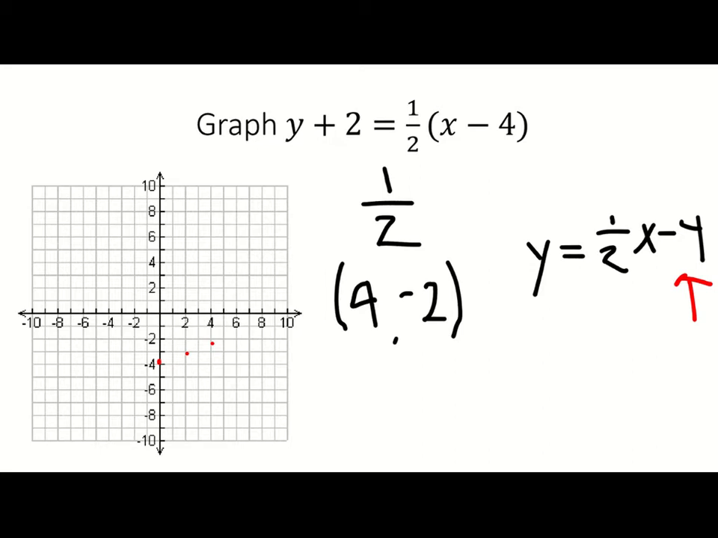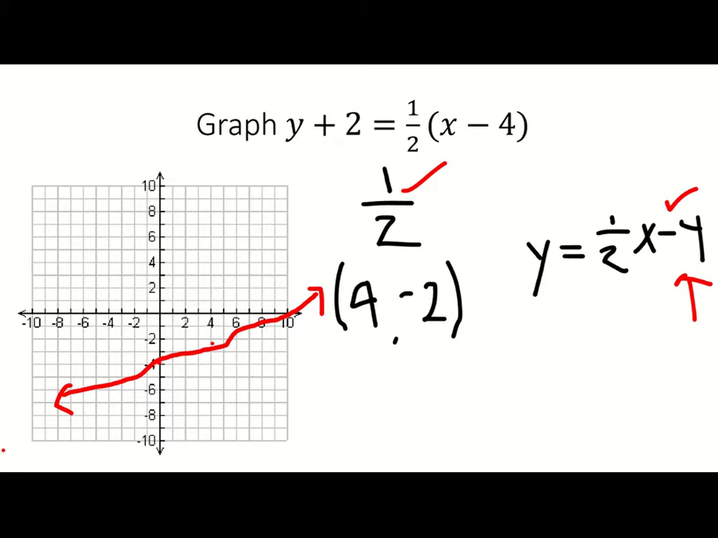Once you have them, you're going to connect your points as best as you can. Again, hopefully yours are straighter than these. And then the last thing we're going to check, because we already used the slope and the intercept, we're just going to make sure the point 4, negative 2 was in fact on this line.